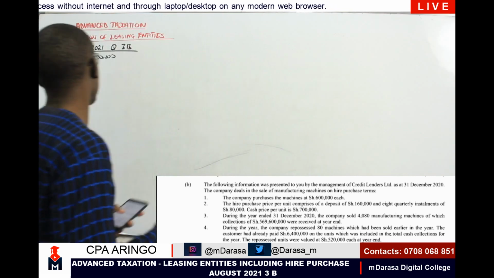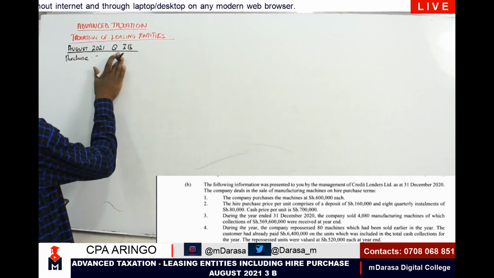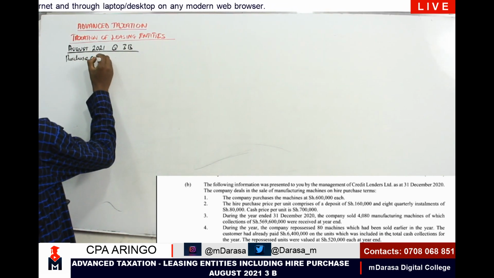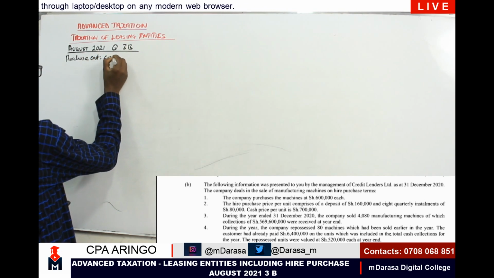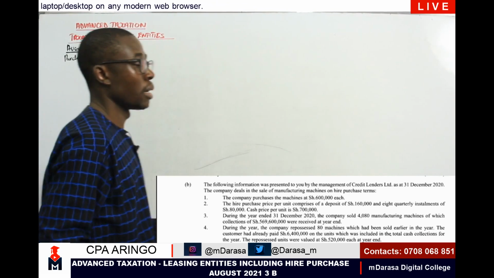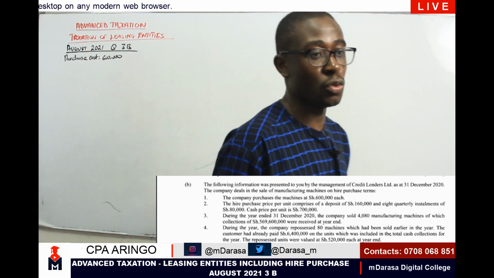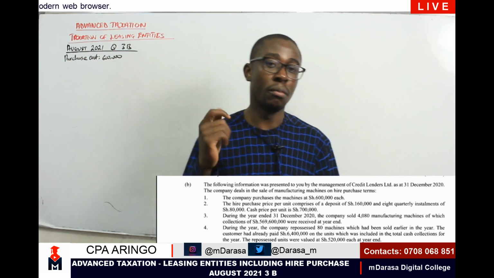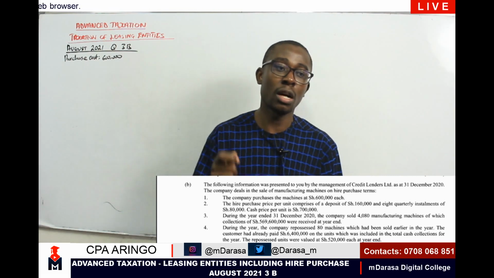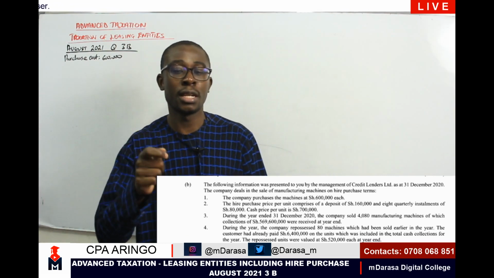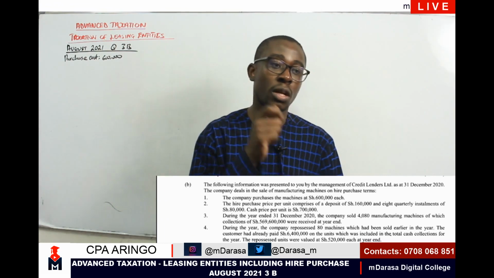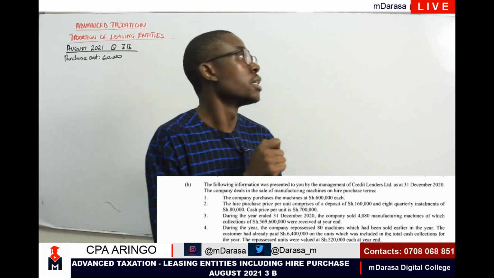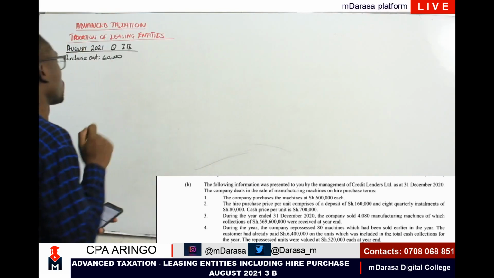So therefore, we have our purchase cost. Our purchase cost is 600,000. Remember, we are dealing with hire purchase, right? And by virtue of note 7, what should click at the back of our mind is the unrealized profit concept. So that is also what we'll be looking at. At this point, we have our purchase cost.